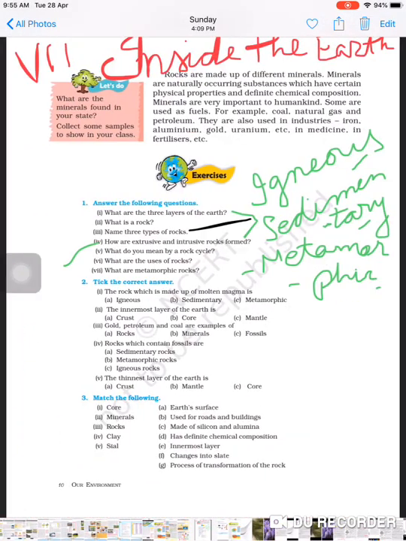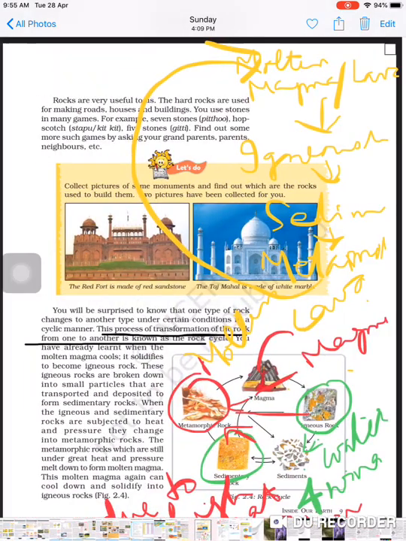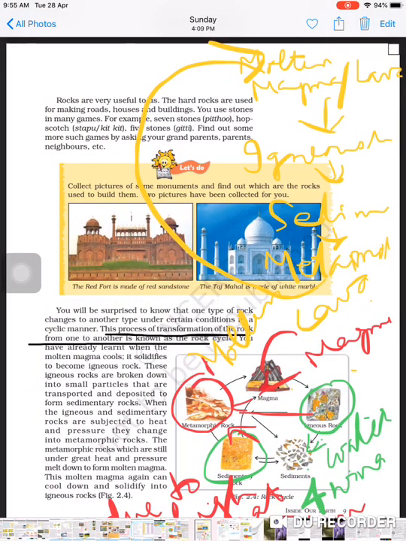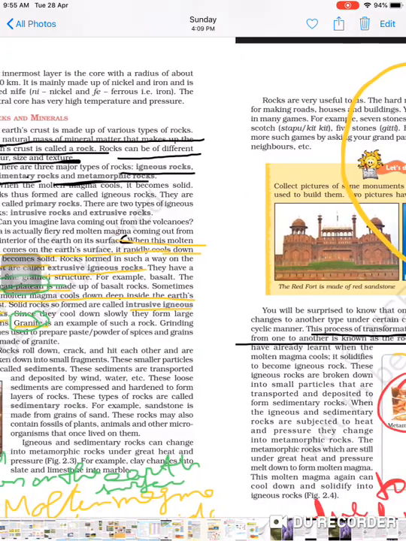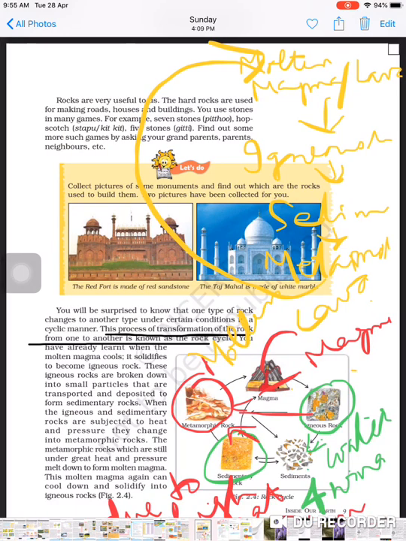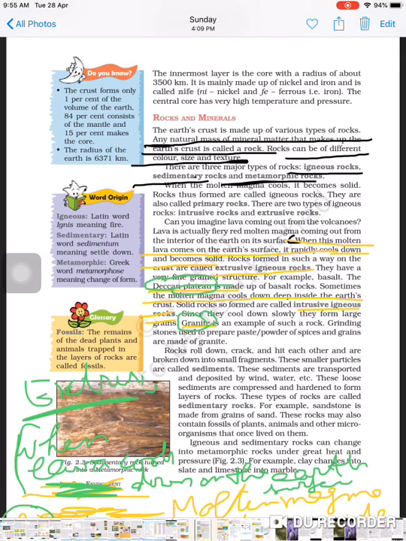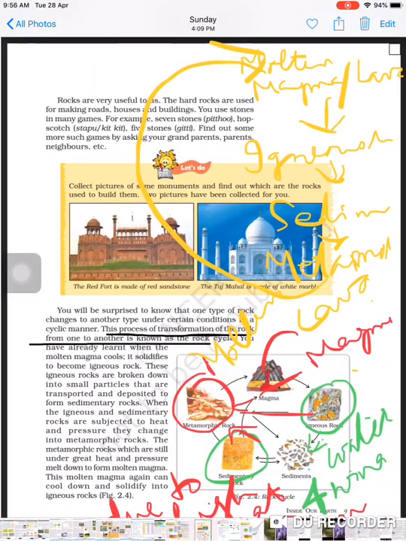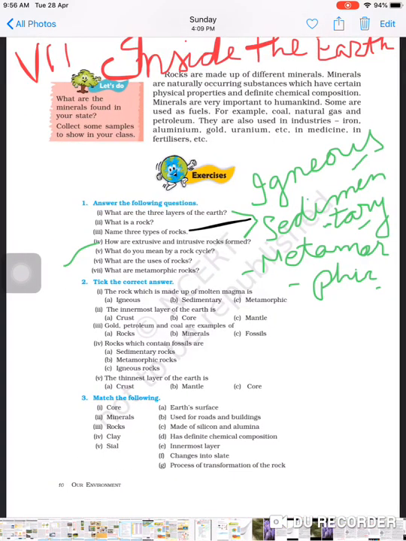And the next one is, what are metamorphic rocks? Yes, students, this we have discussed. Due to high heat and pressure, sedimentary rocks are broken into small sediments, and then metamorphic rocks are formed. The word metamorphic is a Greek word. So this is for the metamorphic rocks.